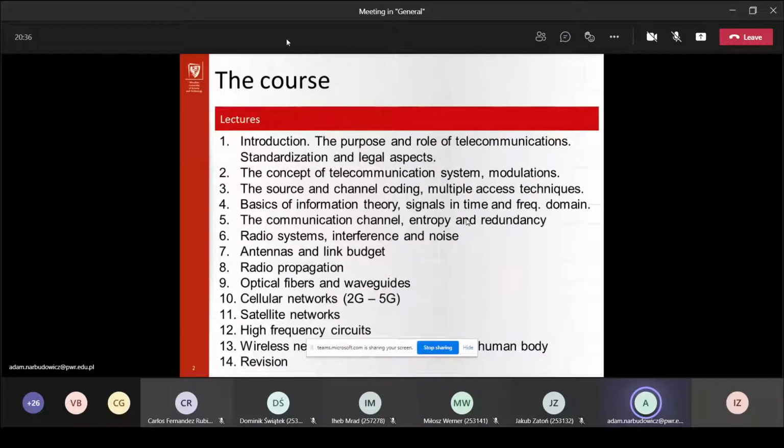And from lecture 6, we'll try to move on to look at more practical aspects. So we'll be looking at different radio systems, what is interference and noise, and how we can deal with that. Then in lecture 7, we speak about antennas and link budgets. So this is basically how to make sure you transmit a signal of sufficient power to get the message across a certain distance or certain length. We'll talk about radio propagation.